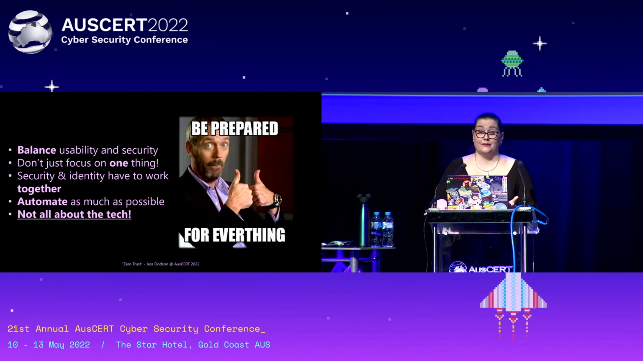Automate as much as possible. Let your people do the stuff that is actually important rather than the boring and mundane. And then finally, it isn't all about the tech. You'll notice that I didn't mention products, vendors, technologies. I'm literally interested in how we go about doing this no matter what you are using.